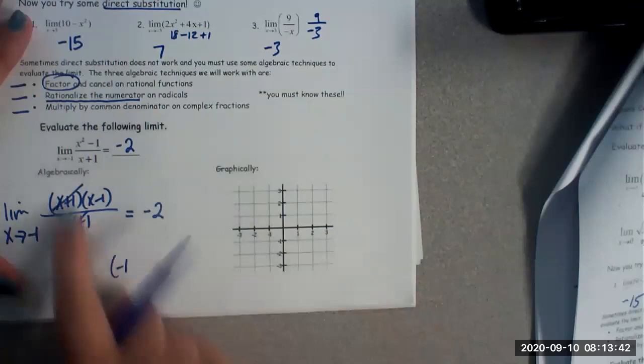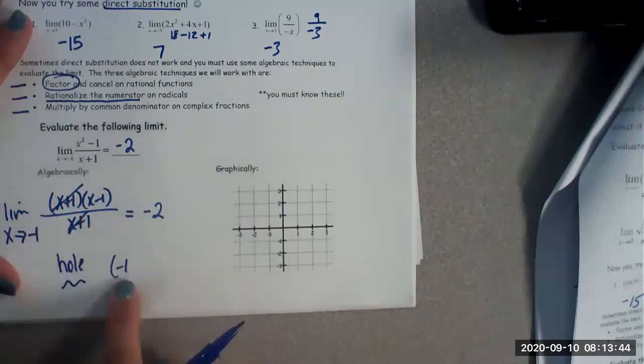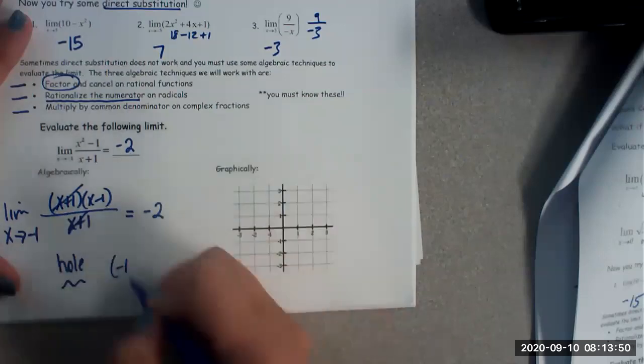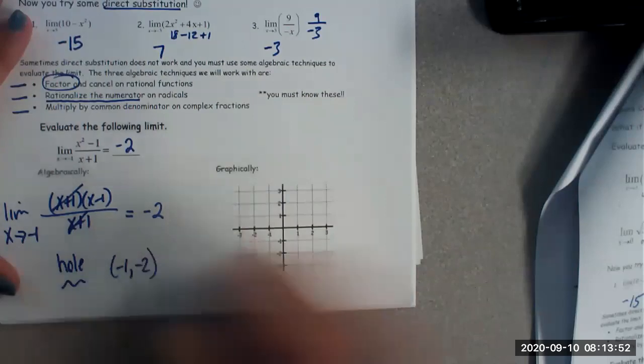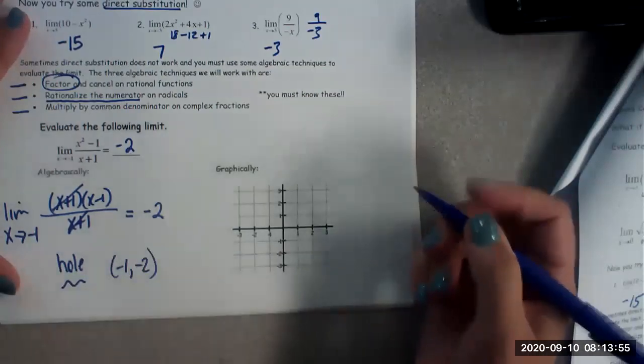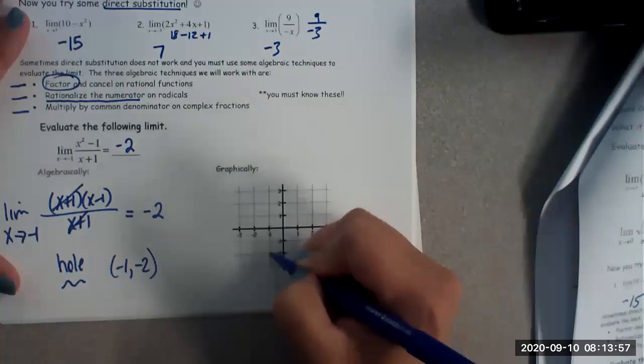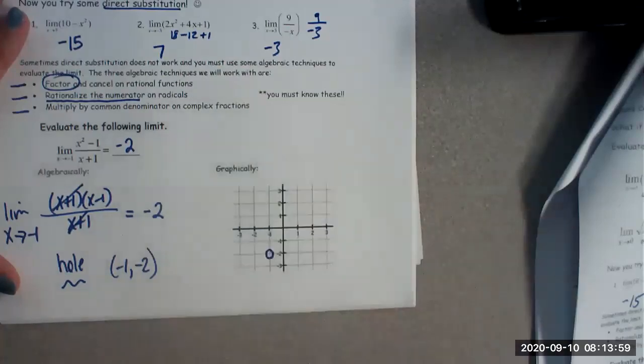Whatever thing you canceled out, that's where the hole is. So if it's x plus 1, there's a hole at -1, and then you plug -1 back into the equation, and that gives you the y value of the hole. So over here on the graph, -1, -2, there's a hole in the graph.